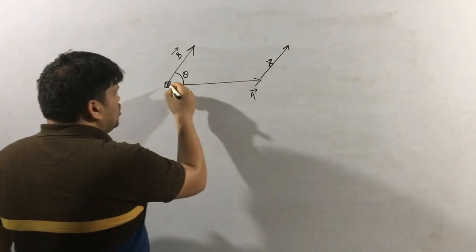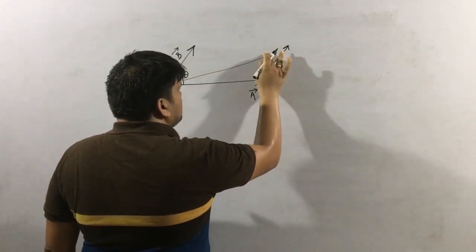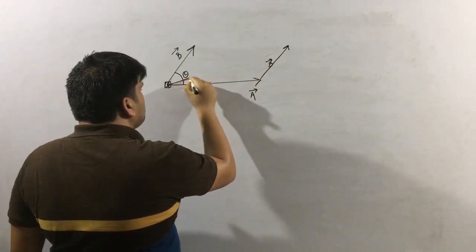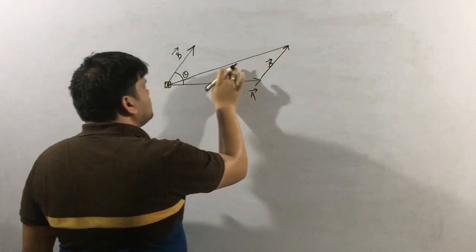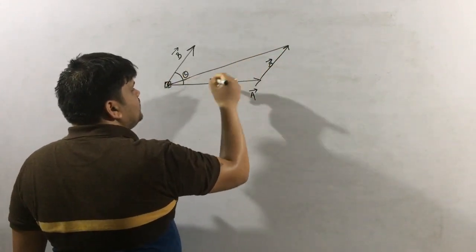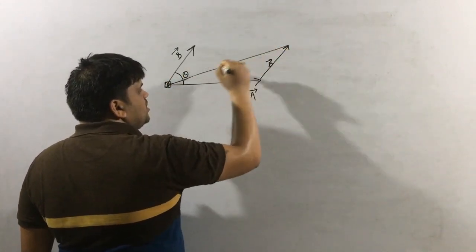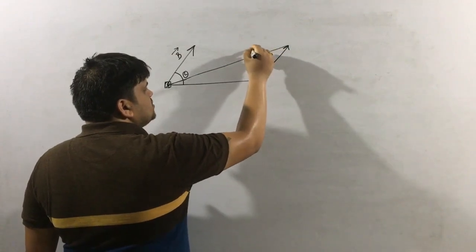Now draw the resultant vector here. How to draw? Join these two points, okay, and give the opposite order. If they are in this order, give the opposite order. So this is your R vector.